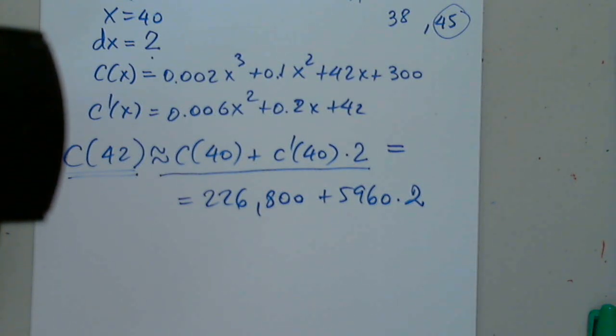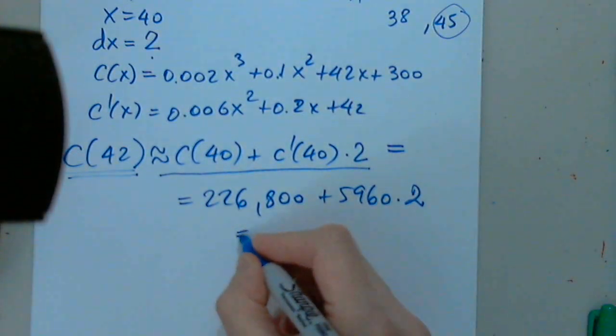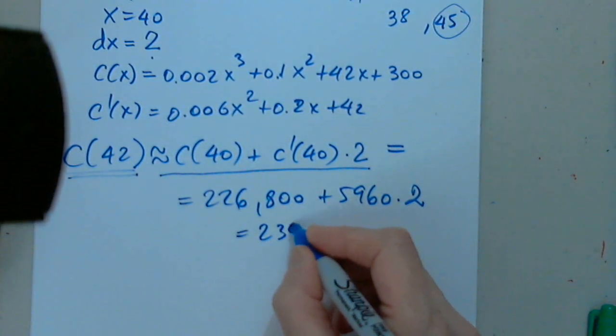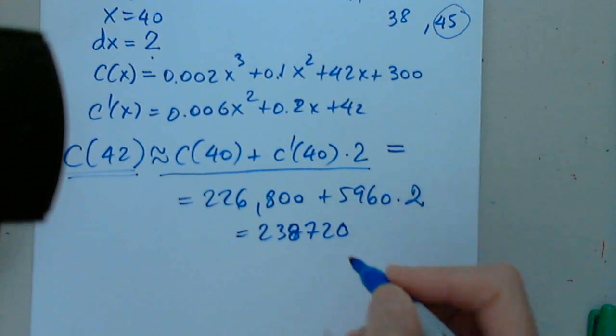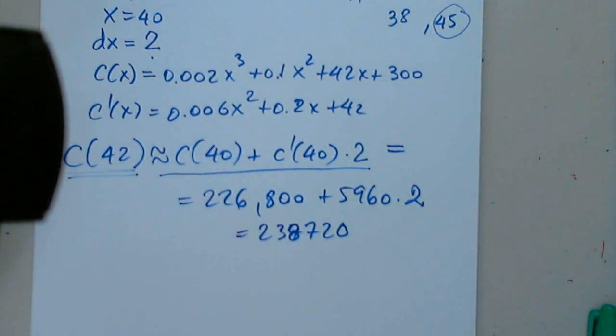So we have 226,800 plus 5960 times 2. And we get 238,720. 238,720. And a measurement unit, please.